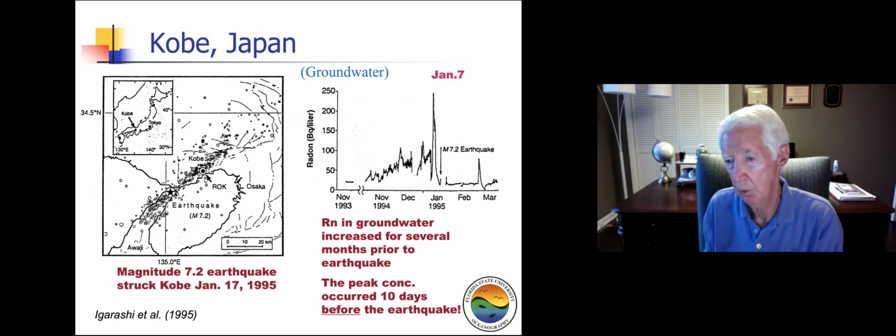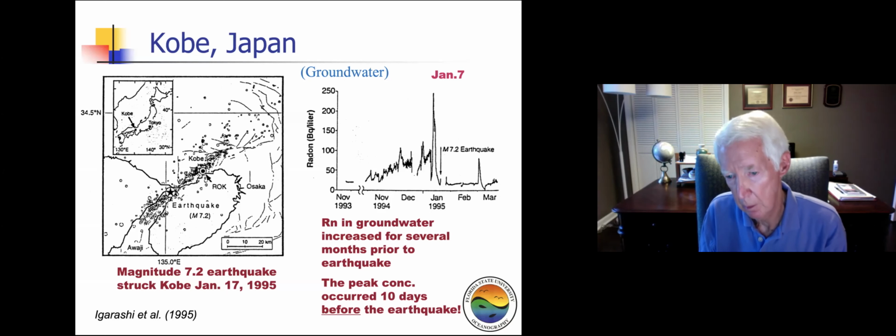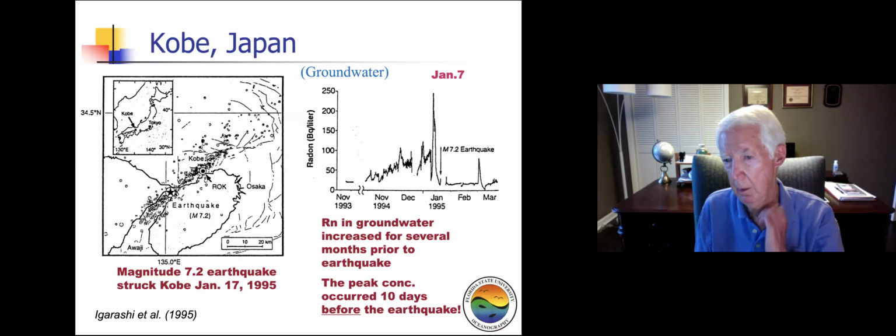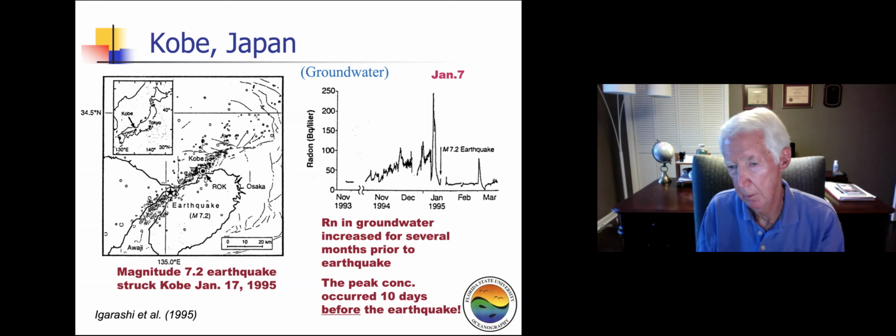Kobe is right next to Osaka, a very major metropolitan area. Buildings collapse. It's a center of business. It was not as large as the 2011 earthquake that generated this tsunami in northern Japan, but this was in a much more populated area. Over 6,000 people were killed. It's very devastating. But it looked like radon was trying to tell us something.